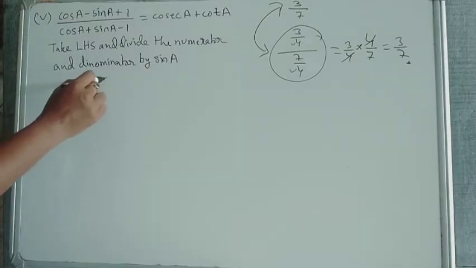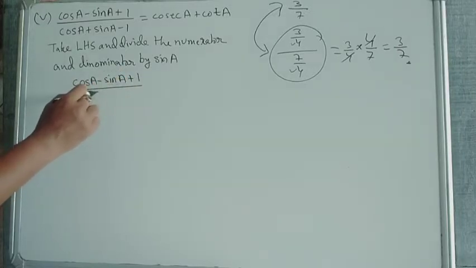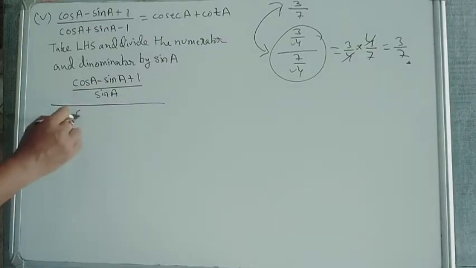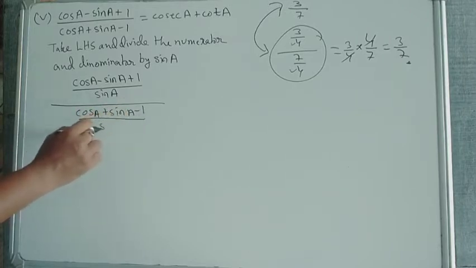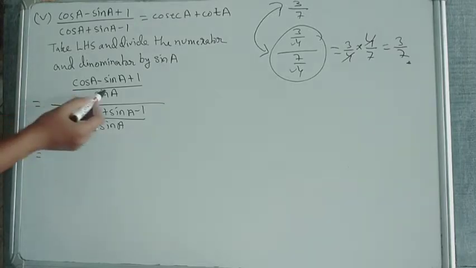Cos A minus sin A plus 1, divided by sin A, upon cos A plus sin A minus 1, divided by sin A. If we divide, it will not affect the whole question. Now we will split this by sin A.